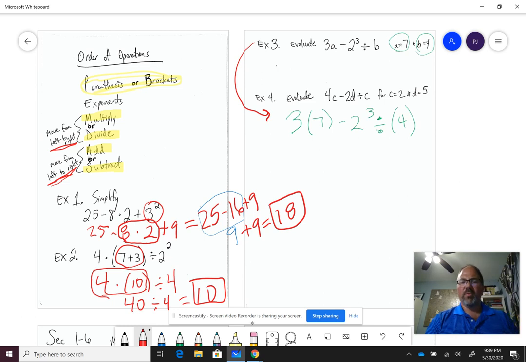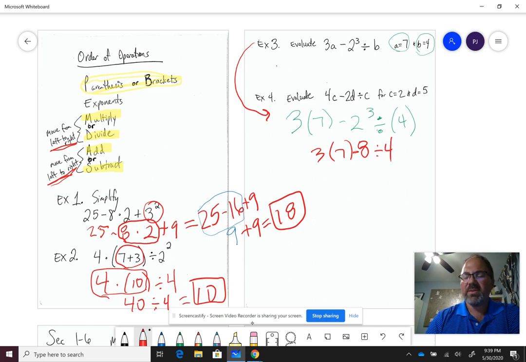What do we got here? We have exponents. So what are we going to get with 2 to the third power? 2 to the third power is 2 times 2, which is 4, and 4 times 2, which is 8. So minus 8 divided by 4.